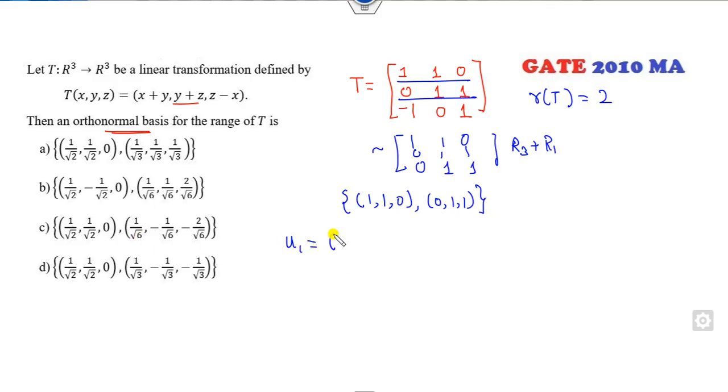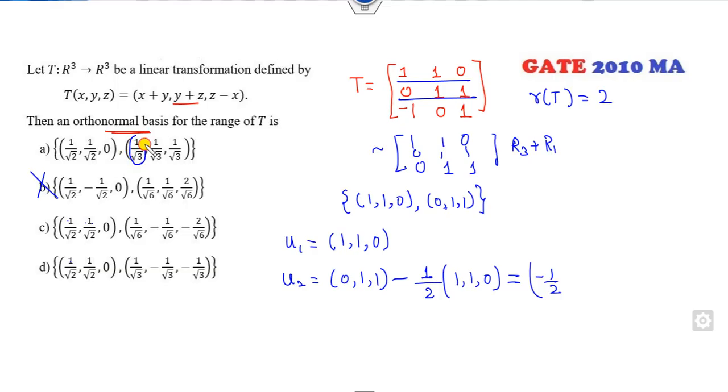Now again, very simple. First value will be 1 1 0, 1 1 0, 1 minus 1. How can you find the second vector? Write the second vector. Find the dot product of this divided by the square of this into 1 1 0. So what is the answer? 0. First value will be minus half. So here is a 1 by root 3. We need a minus half.